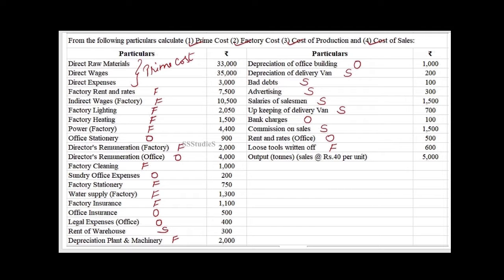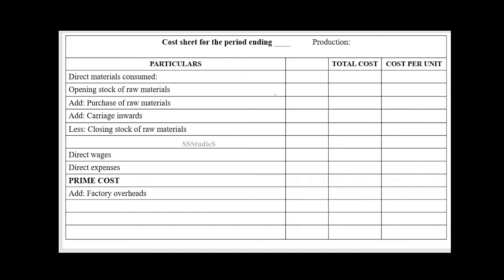Let us solve this. So we have direct raw materials 33,000, direct wages 35,000 and direct expenses 3,000. Cost sheet for the period ending. The time frame of the cost sheet is not given, so we'll leave it as it is. The number of units produced is also not given, so we'll keep it blank. Because the number of units produced is not given, we will not be able to find out the cost per unit.